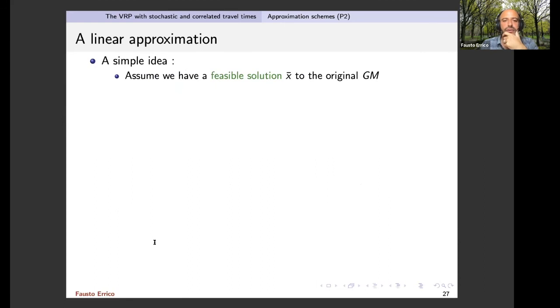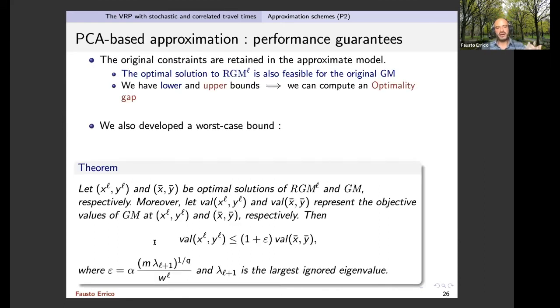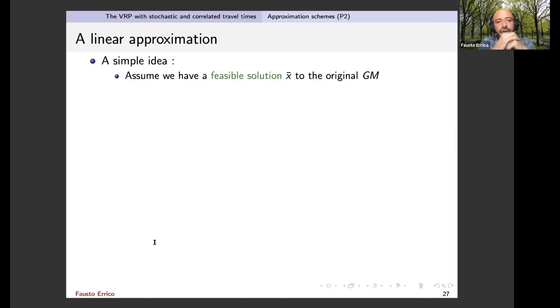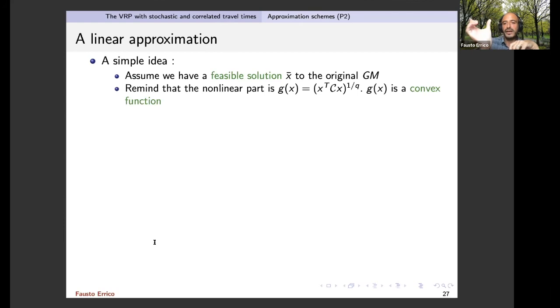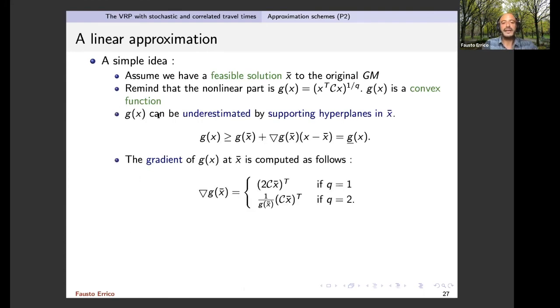Now, just to also have a comparison with some other approximation scheme, we also built a much simpler approximation, which we call a linear approximation. Assume we have a feasible solution X. The nonlinear part is a convex function, so as simple as that, the convex part can be underestimated by a supporting plane in X.